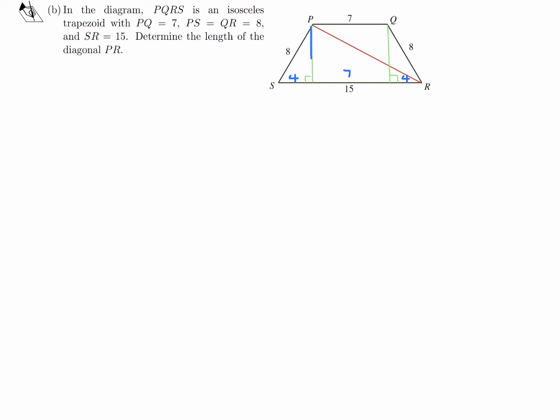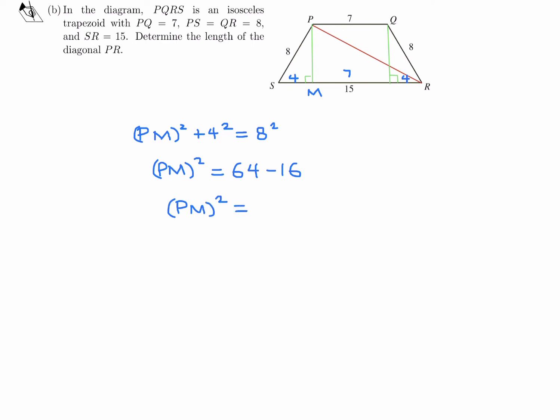First, let's figure out that, and then we can use that to figure out PR. So I'll just call this M. What I'm really trying to figure out is PM. So PM squared plus 4 squared is equal to 8 squared. So PM squared is equal to 64 minus 16. So PM squared is equal to 48. So PM is root 48.